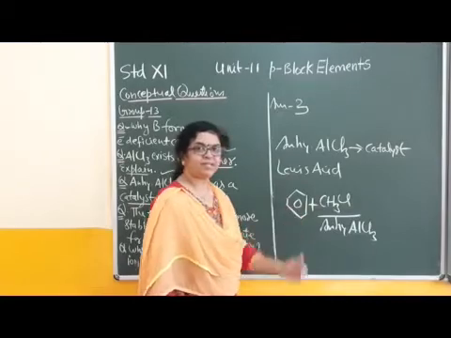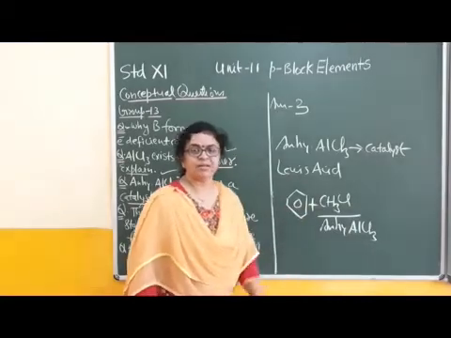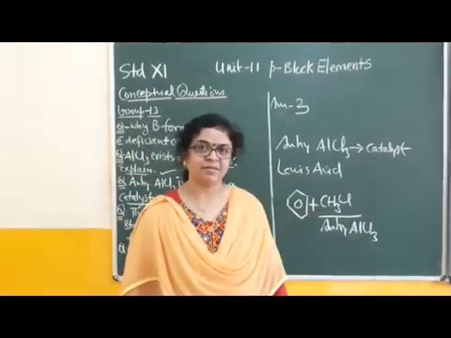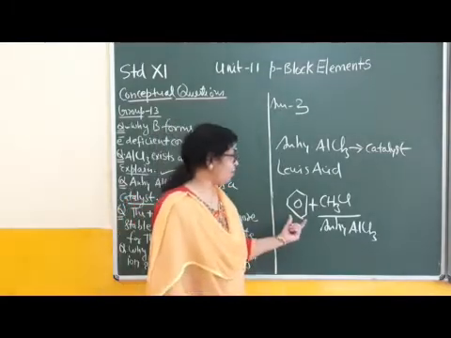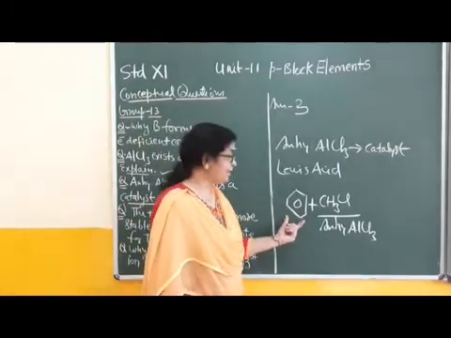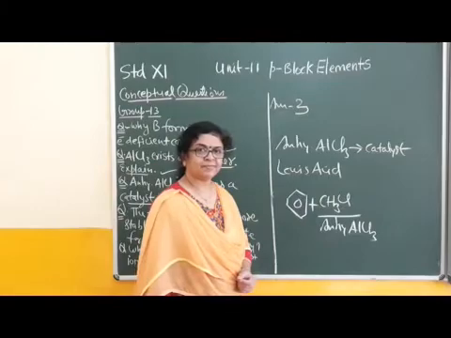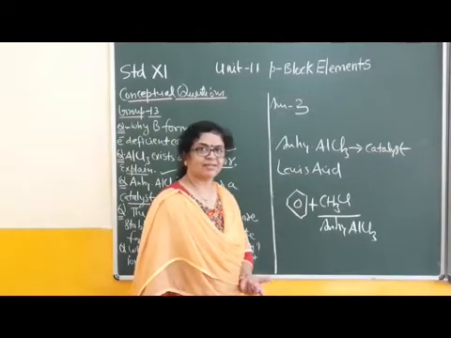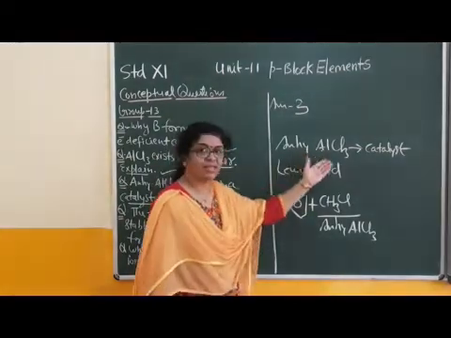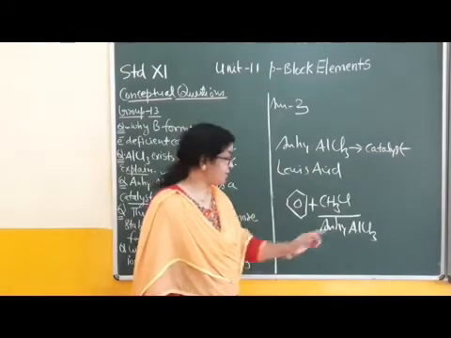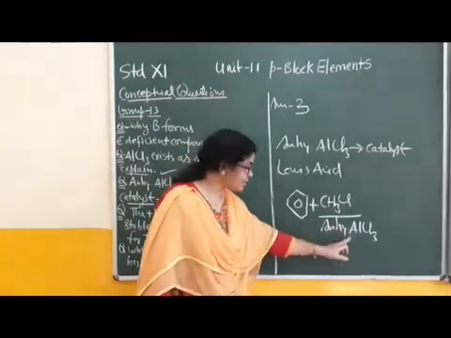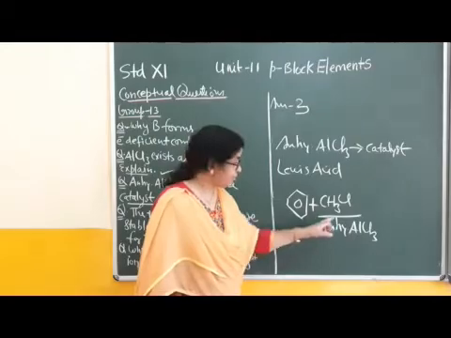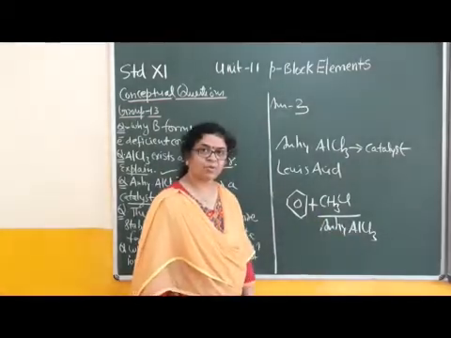When only chlorine is taken, benzene and chlorine, then the reaction is halogenation. And for halogenation of benzene, what is required? FeCl3. FeCl3 also acts as a catalyst, but here the discussion is of AlCl3. Anhydrous AlCl3 acts as a catalyst. This is an electron deficient molecule.